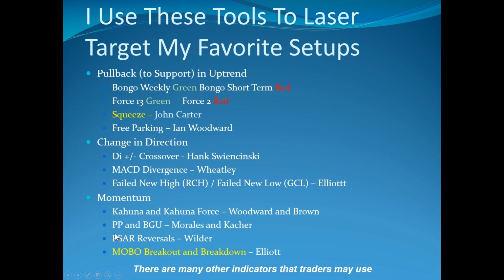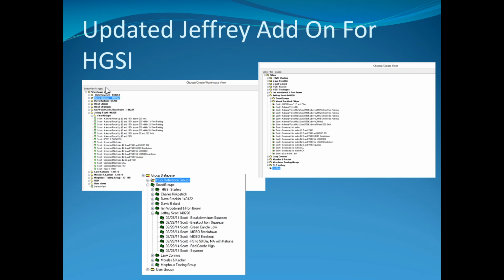PSAR reversals, which is something that's standard in TradeStation from Wilder, and then the MOBO breakouts and breakdowns from Elliott. So what will come in my set will be the squeeze, the failed new highs and new lows, pocket pivots and Bible gap ups, and MOBO breakouts and breakdowns. Also the high jump bar, which I'll explain at some point as we go forward. The other things here, MACD crossover, MACD divergence and crossover, DI crossovers, force indexes, and frankly, the kahuna with %B are all standard in TradeStation.